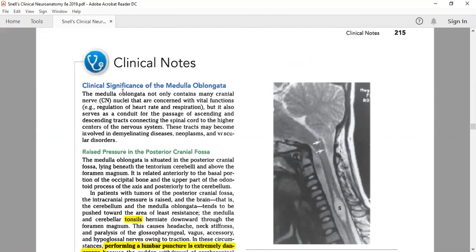The medulla oblongata not only contains many cranial nerve nuclei that are concerned with vital function, for example regulation of heart rate and respiration, but it also serves as a conduit for the passage of ascending and descending tracts connecting the spinal cord to the higher centers of the nervous system. These tracts may become involved in demyelinating disease, neoplasm, and vascular disorders.